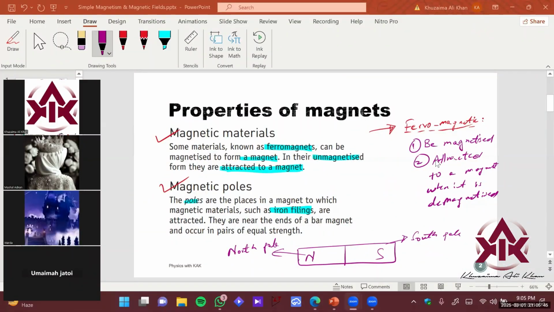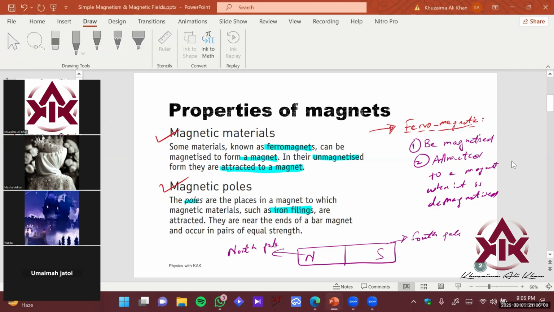Okay guys, am I audible? Hello guys, am I audible? Okay, that's good. So, does that make sense? Your last question, does that make sense? Okay, that's good. ठीक है जी.